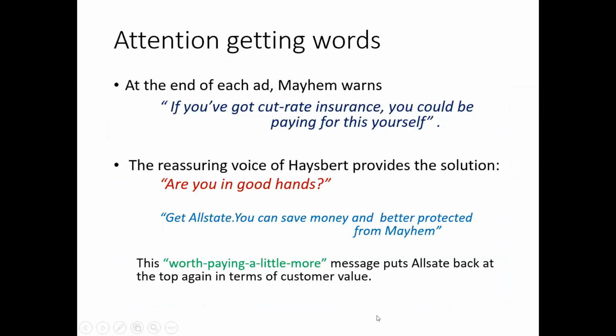By seeing this video clip, Mayhem is speaking like a GPS speaker, and he included that message: if you have got cataract insurance, you could be paying for this yourself. And also get Allstate, you can save money and better protect from Mayhem. So these attention-getting words make the consumer readily appreciate the insurance service, and they can readily get the attention of the consumer with this ad.